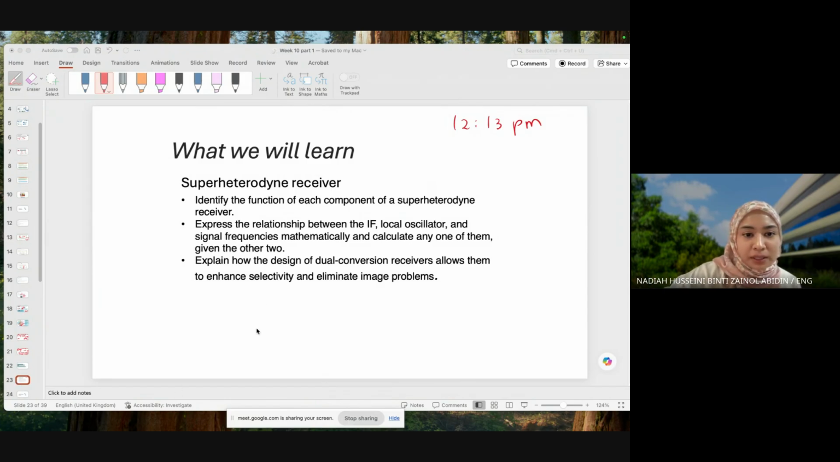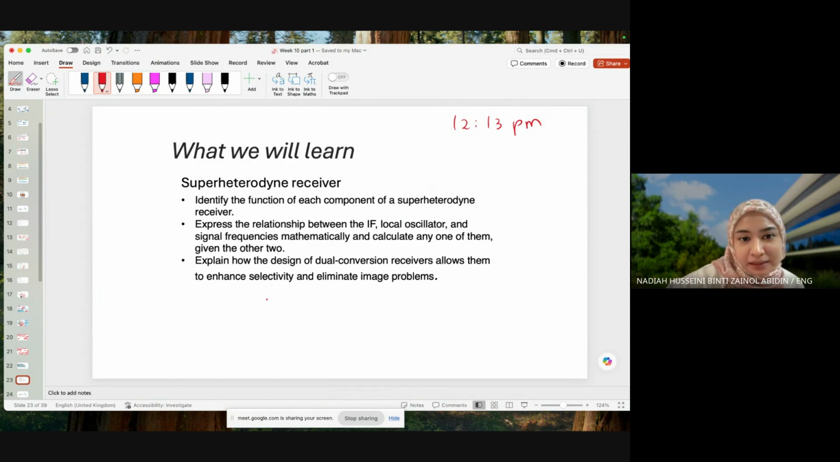Our next topic is going to be a bit complicated, like PLL a bit. It is called the superheterodyne receiver. Our aim is to identify the function of each component of a superheterodyne receiver, express the relationship between intermediate frequency (IF), local oscillator (LO), and signal frequencies mathematically, and calculate any one of them given the other two. Explaining the design of dual conversion receivers will maybe be next week.